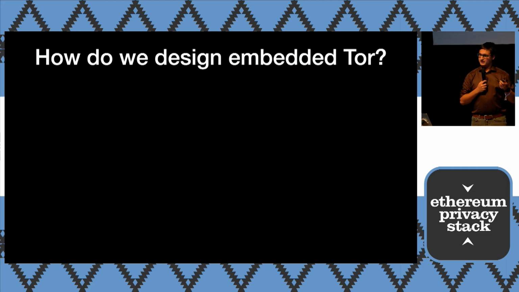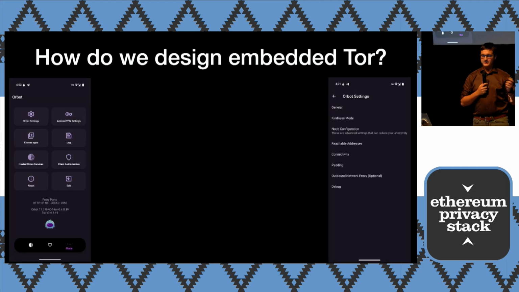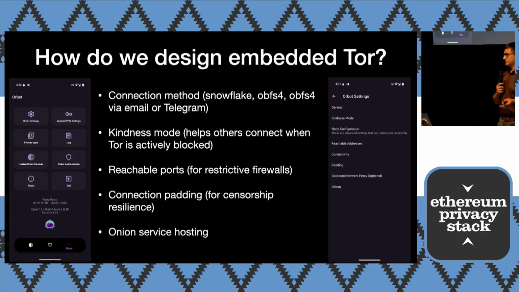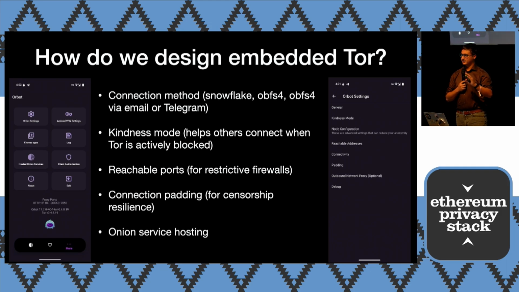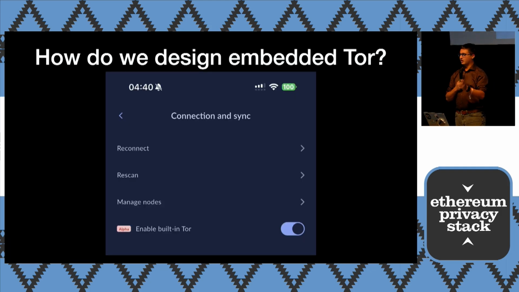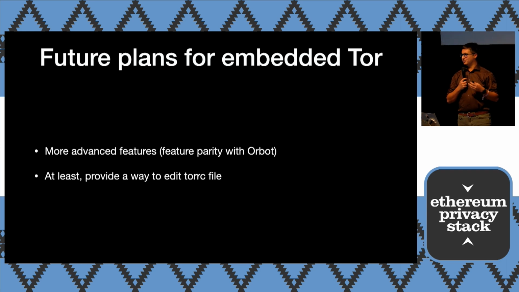So how do we design the embedded Tor inside of our app? Let's take a look at Orbot. Orbot has a lot of features. It allows you to set up how you connect, what port you use, what connection, everything. It has so many options. We took a good look at this at Cake, and we decided to put in an on and off switch that turns Tor on and off. And that's all we support for now. We think that it is enough for most users. In future, we do plan to maybe do feature parity with Orbot, but more likely we will end up with a way to edit the torrc file for power users.